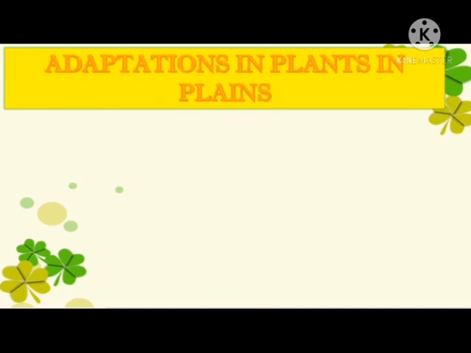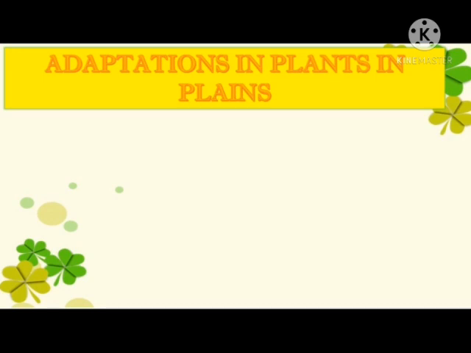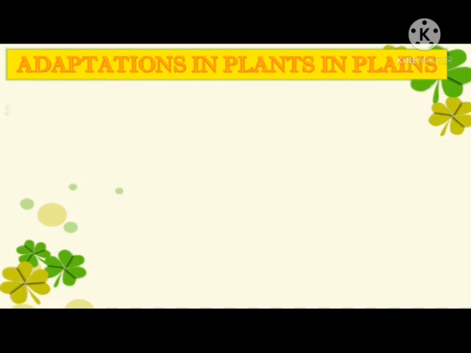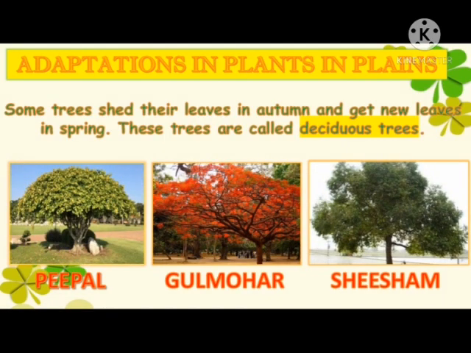Adaptations in plants in plains. In plains, the temperature is moderate. It is neither too hot in summers nor too cold in winters. The trees present in the plain areas can be categorized as evergreen trees and deciduous trees. Some trees shed their leaves in autumn and get new leaves in spring. These trees are called deciduous trees. Peepal, shisham, and gulmohar are a few examples of deciduous trees.